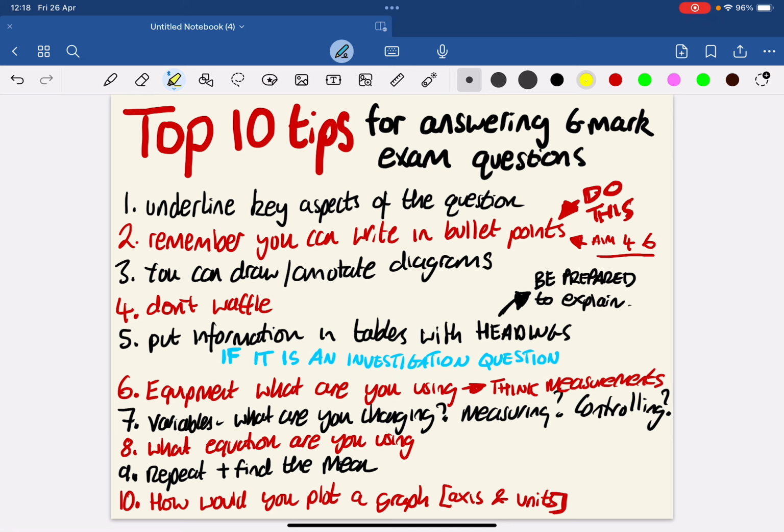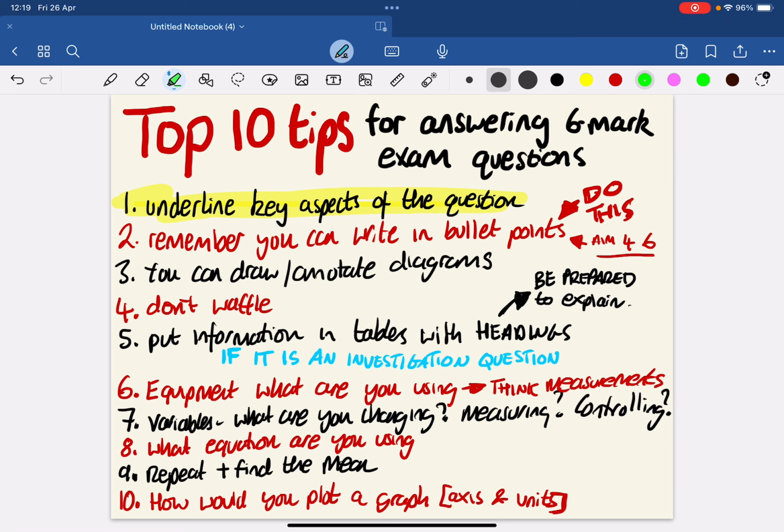The idea is that you answer with pure content rather than waffle. So the first thing you want to do, definitely, is underline key aspects of the question. That's really important. So we underline those key aspects of the question, whether that's a command word that tells you what to do, like compare and contrast or explain or describe. Right, so that's what we're working towards.